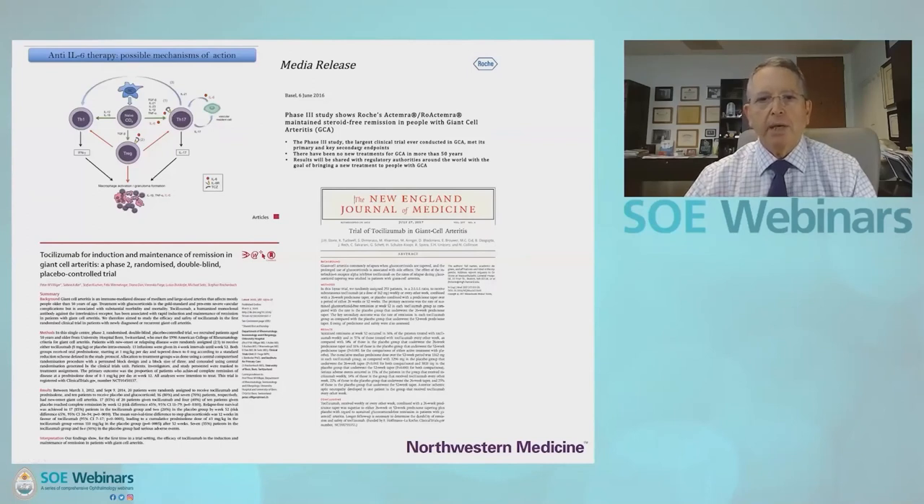This is tocilizumab as an adjunct treatment for the treatment of giant cell arteritis. So this is now becoming standard of care. The question is how and when this care is introduced to patients.